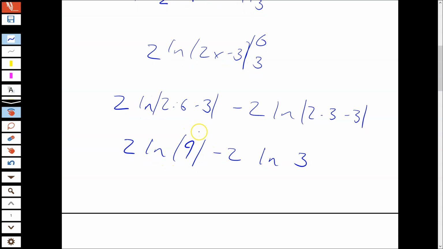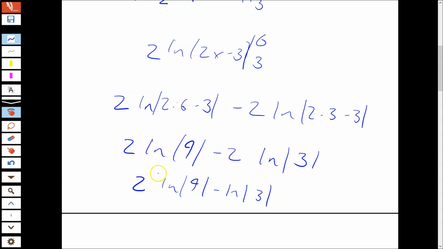Okay. Now we need to start to remember our logarithm rules. I'm just going to factor out that 2 first. So I have the natural log of 9 minus the natural log of 3. Hopefully you remember this from pre-calculus. When I subtract two logs, I can combine them and then divide them.